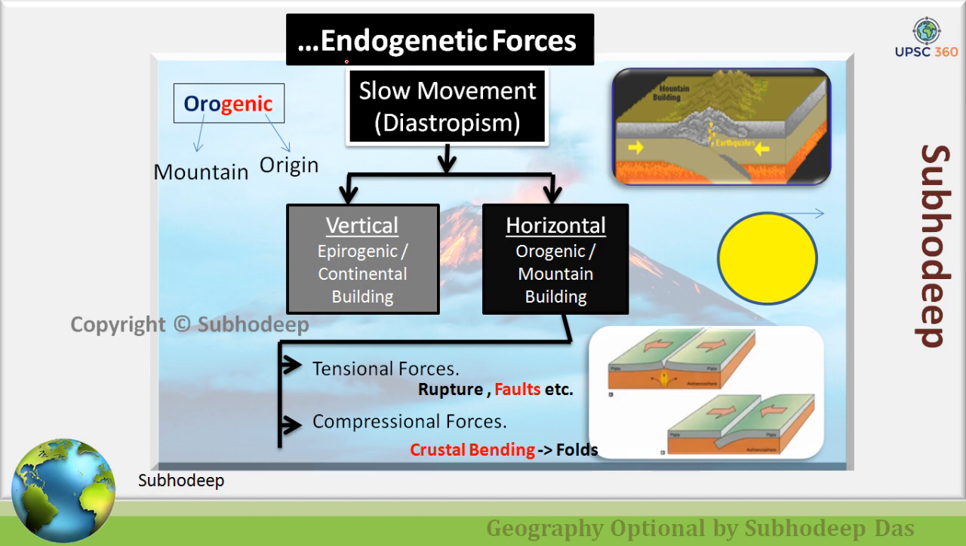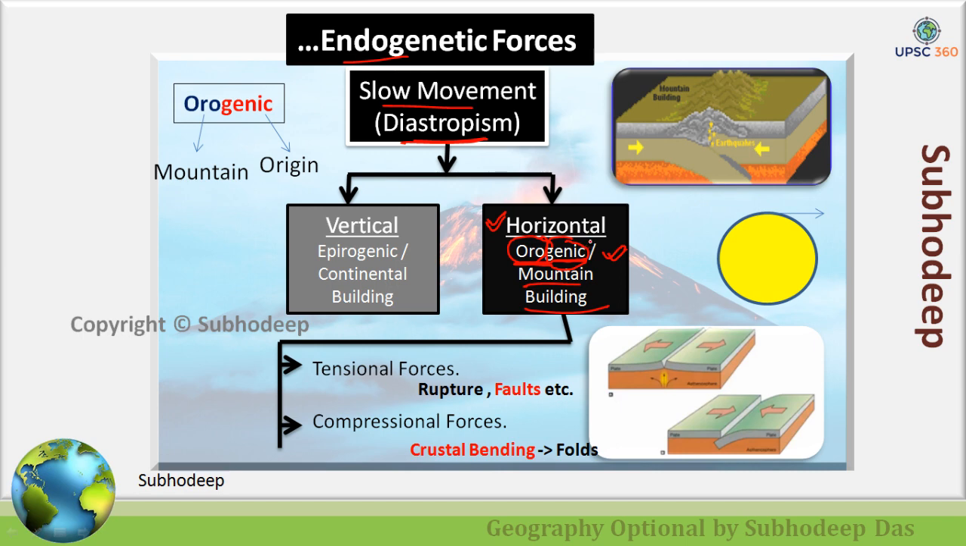See, first is endogenetic force, that is slow movement, which is called diastrophism. Under it we'll read what these horizontal forces mean, right? In horizontal, it is basically the mountain building force. We call it orogenic, right? Orogenic in itself, oro means mountain and genic means origin, meaning it is the origin of mountains due to the horizontal intrusive forces, that is endogenetic forces.